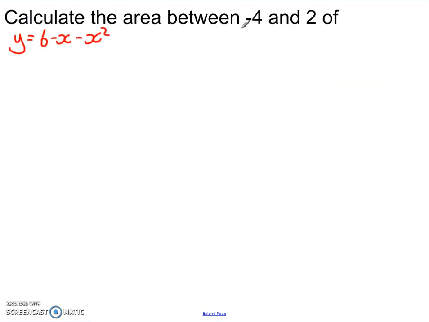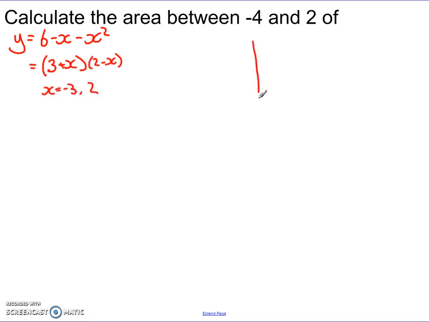I want to calculate the area between negative 4 and 2 of the curve y equals 6 minus x squared. Now this curve here is going to be a quadratic that loops up the way. In order to do this, first thing you should do is find the roots. So factorize this, and what you end up getting is 3 plus x, 2 minus x. And that gives you roots at x equals negative 3 and 2.